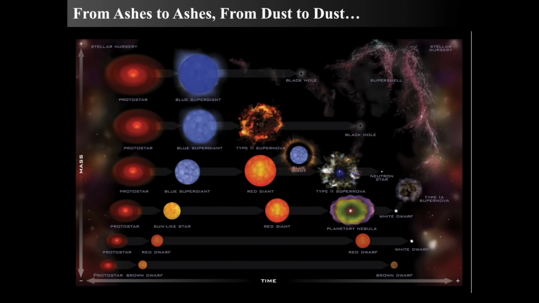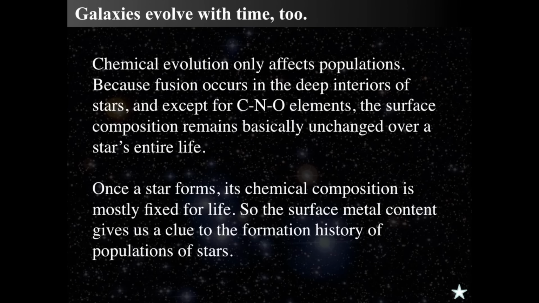Now, this asks the question, can a star change its spots? Can a leopard change its spots? So the galaxy as a whole evolves with time, but the chemical evolution affects only broad populations of stars. That's because fusion occurs deep inside the star, down in the core, and only the carbon, nitrogen, oxygen type elements ever get to the surface because of churning through convection zones. The surface composition of the star basically remains unchanged over the star's entire life.